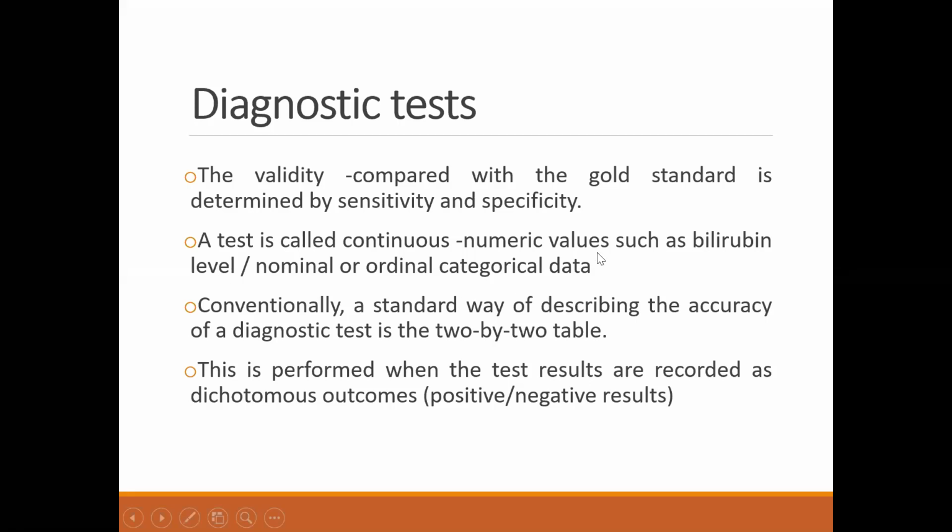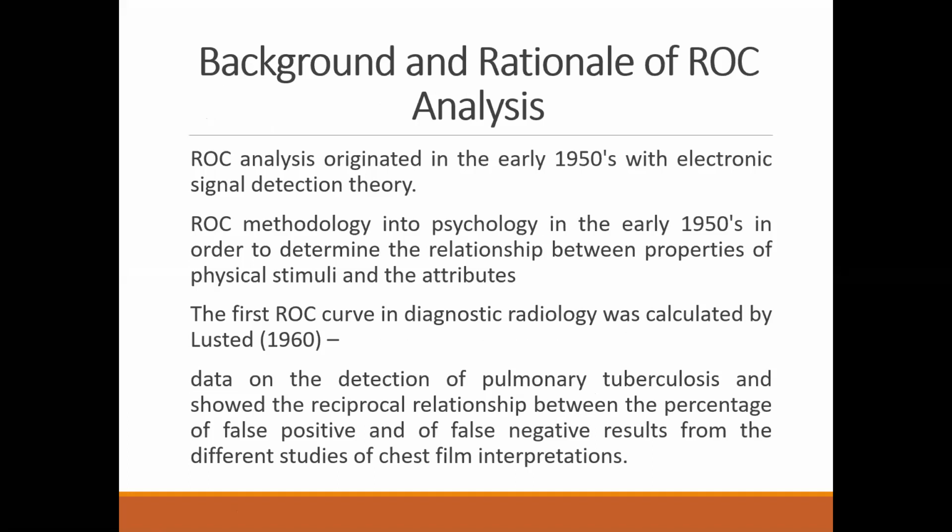Then we can have a test which has a continuous outcome, or it can be categorical data that you are comparing. Conventionally, the standard way of describing the accuracy of a diagnostic test is by plotting a 2x2 table. This is performed when the test results are recorded as a dichotomous outcome. That is, we'll have a 2x2 table with positive, negative outcomes, or present, absent, like that. A dichotomous kind of outcome.